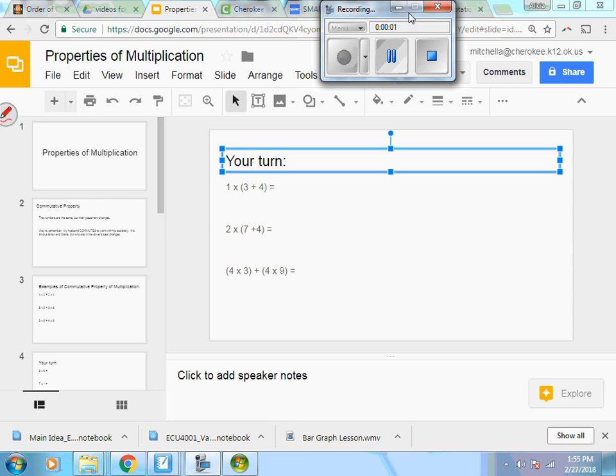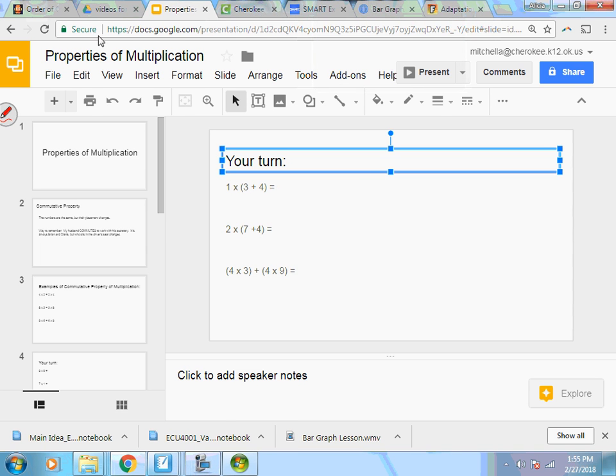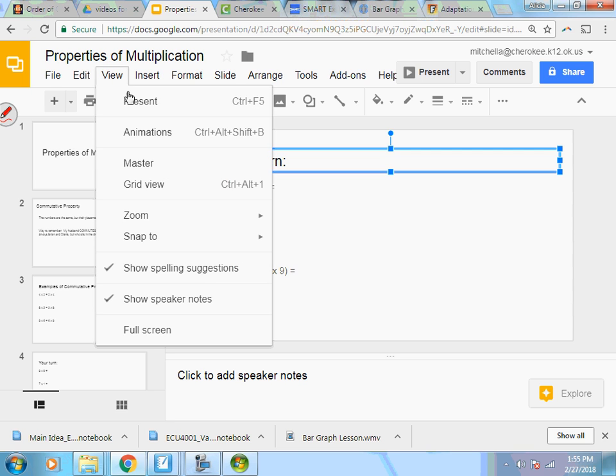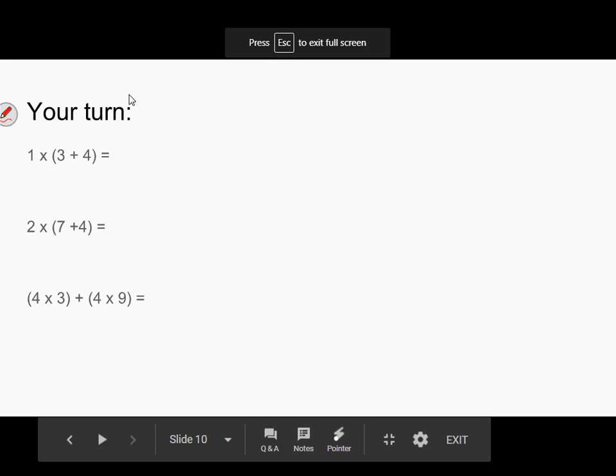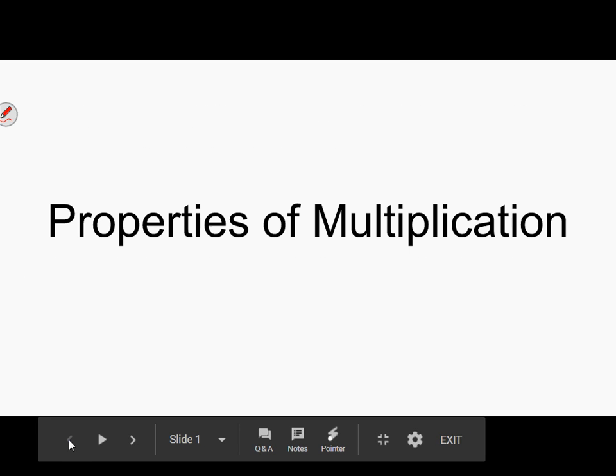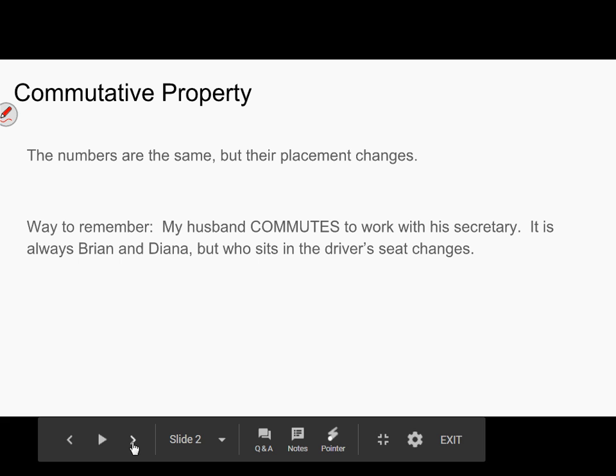Okay, today we're going to be reviewing the properties of multiplication. So we're going to take a look at some of these. Let me get back to the beginning here. Okay, properties of multiplication. There are three main ones that we work with in fifth grade. Those are commutative, associative, and distributive. Our first that we're going to talk about today is commutative property.